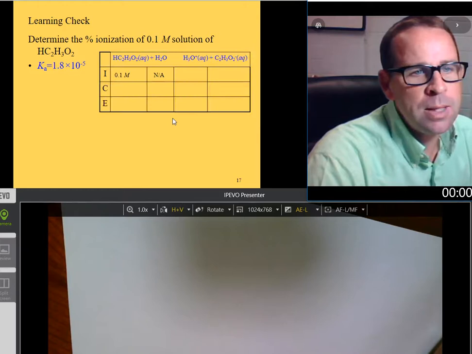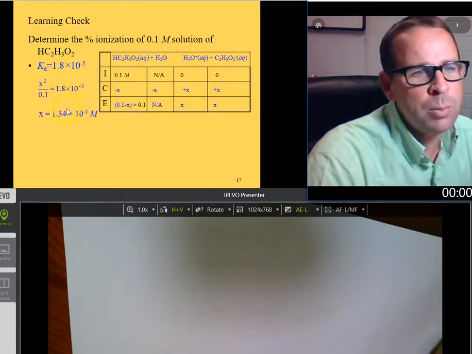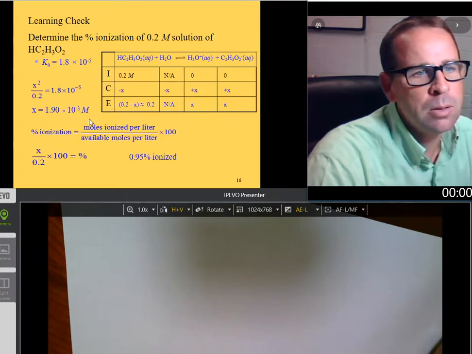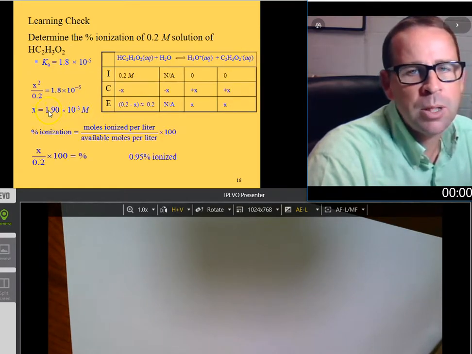So we prepare an ICE table the same way. We put in the changes that are the same. We got 0.1 in here instead. We identify X as 1.34 times 10 to the minus 3. How does that compare? It's a lower value, 1.3 times 10 to the minus 3.